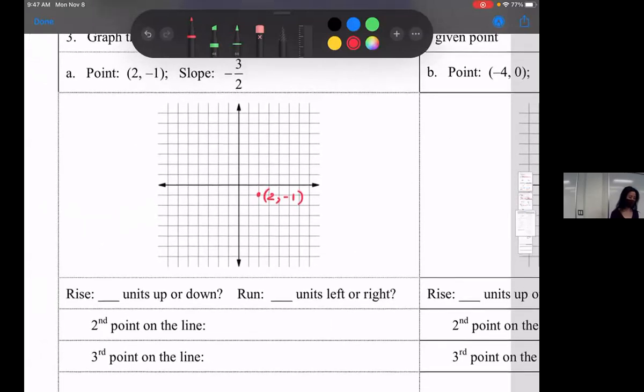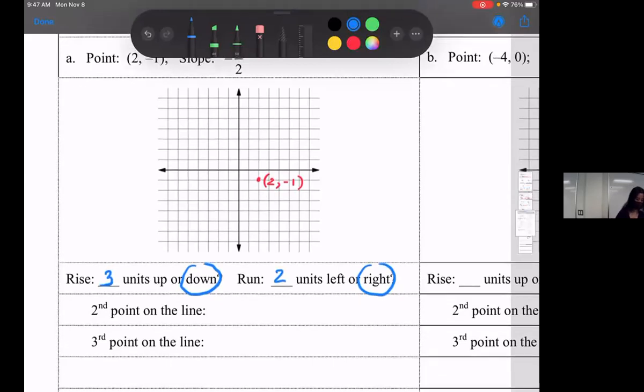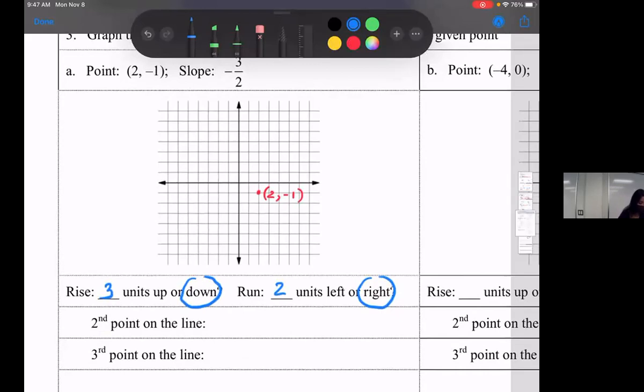And the slope is what? -3/2. So what does that mean? You rise how many units? You rise 3 units down, right? That's negative. And then run to the right. Let's always run to the right. All you have to worry about is whether you rise up or down. Remember when you do the slope, from the left point, you draw a right triangle, right?